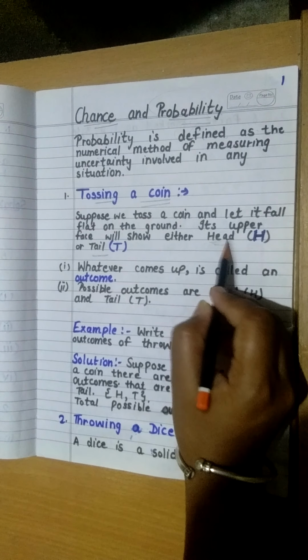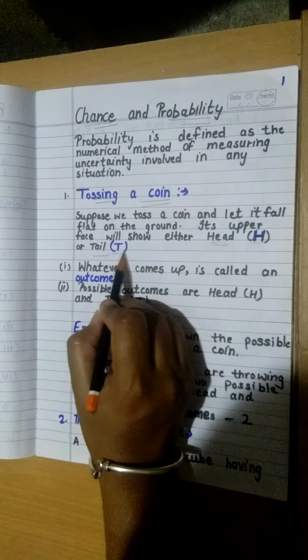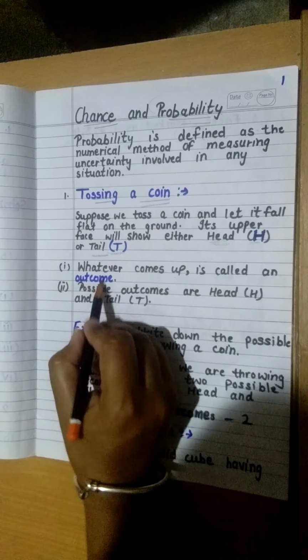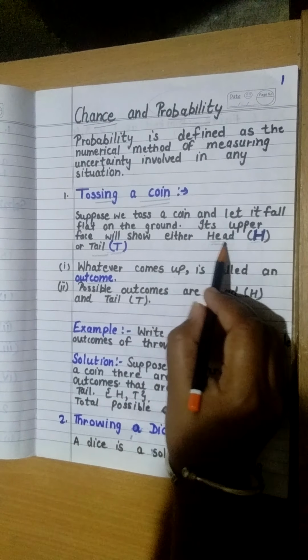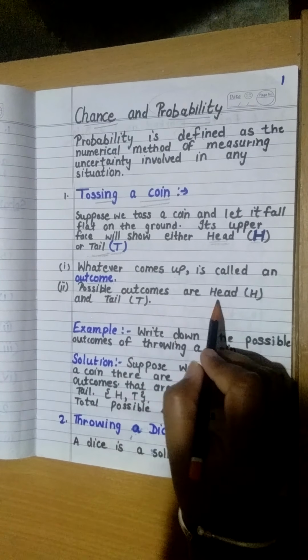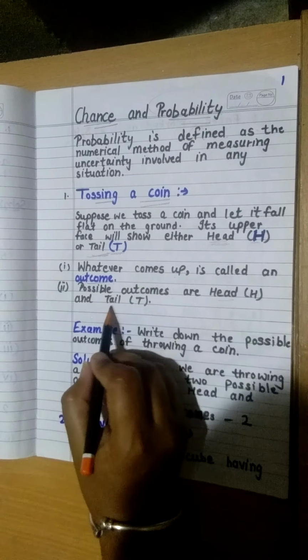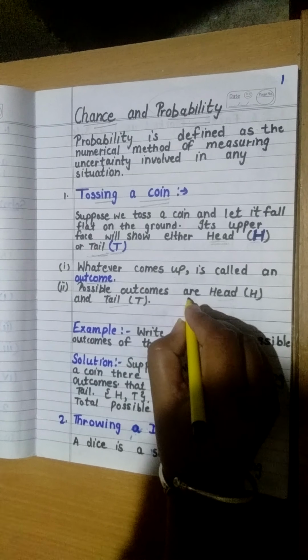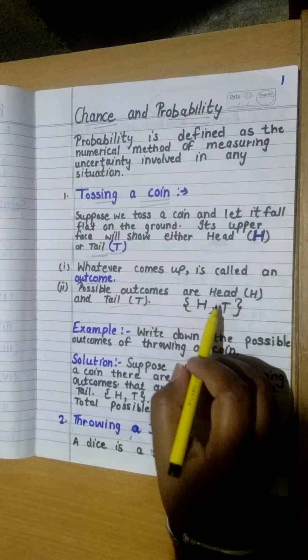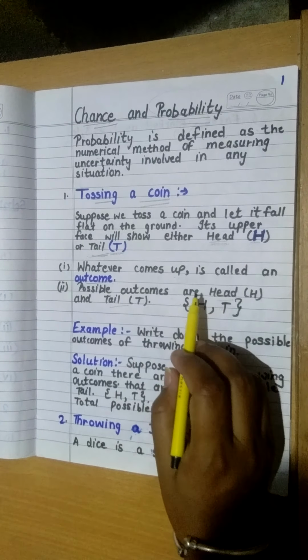We will denote head with H and tail with T. Whatever comes up is called an outcome. Means head or tail are called outcomes. Possible outcomes are head and tail. If we are tossing one coin, then there are only two outcomes, that is head and tail. There will be only two cases, either head will come up or tail will come up.